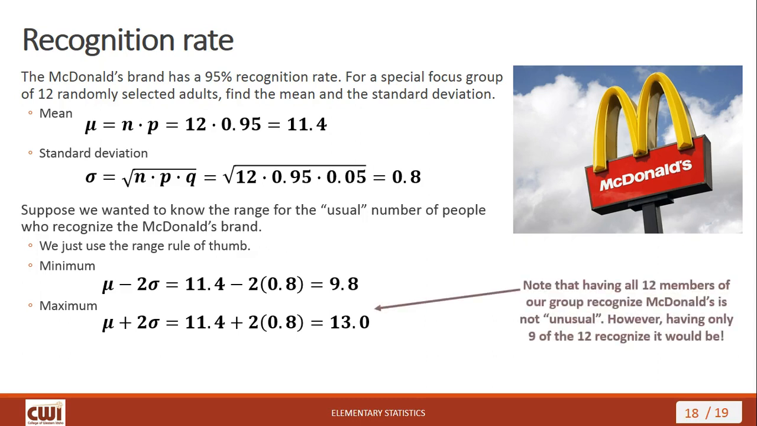So, having all 12 members of our group recognize McDonald's would not be considered unusual. However, having only 9 of the 12 recognize it would be. Likewise, it would be unusual for 14 members of our group to recognize McDonald's, since we're only asking 12 people. So getting anything more than 12 would definitely be unusual, and that's what this range maximum says here. 13 and above is considered to be unusual.